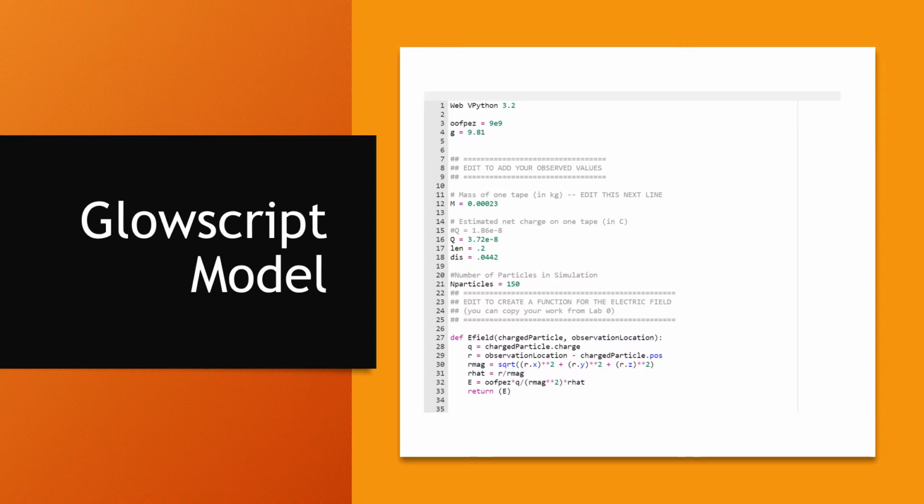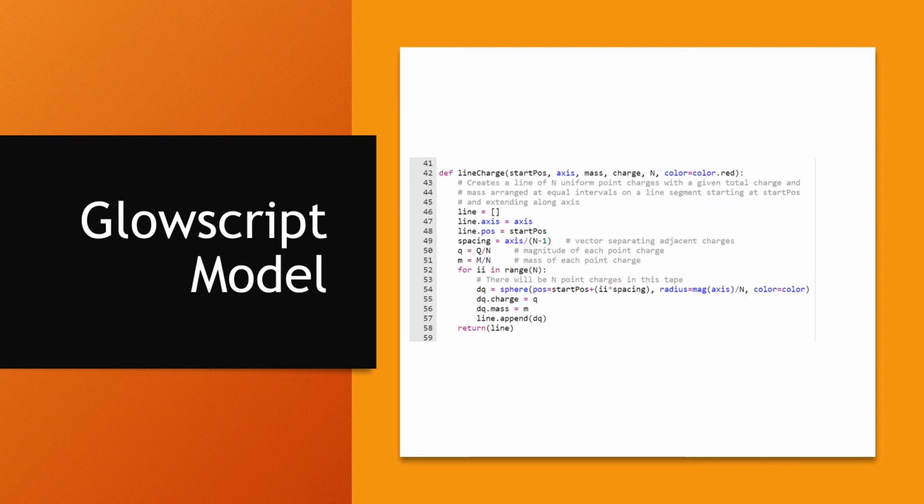So this is the first part of my GlowScript model where I define the mass of each individual tape as well as the charge of the tapes, the length of them, and the distance from charge B that charge A was. I also stated the number of particles I used in the simulation as well as defining the function to find the electric field. This is the second part of my GlowScript code, and arguably the most important part because this defines the line of charge instead of the charge being just a point on the tapes.